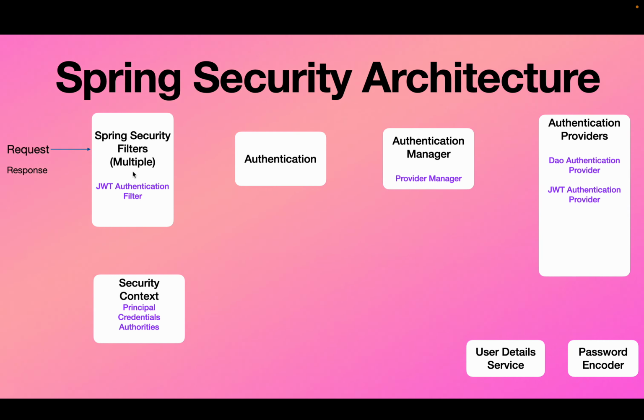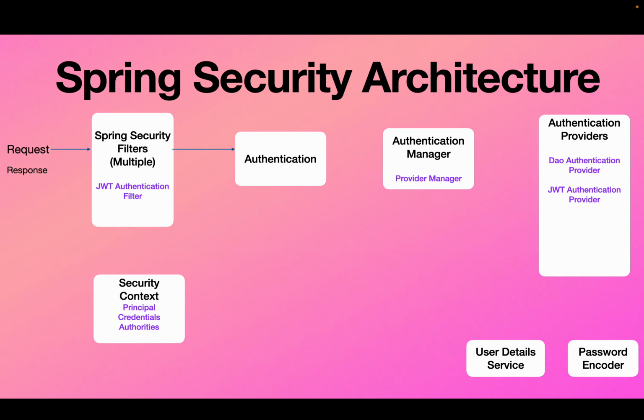It will convert the request into the authentication object. So what is the authentication object? The security filter, as one of its steps, will extract the username and the password information from the request, and it will create the authentication object. So my authentication object will have only the username and the password.